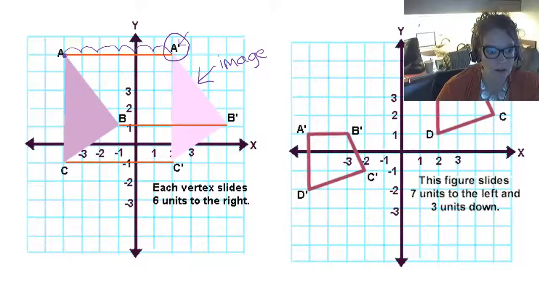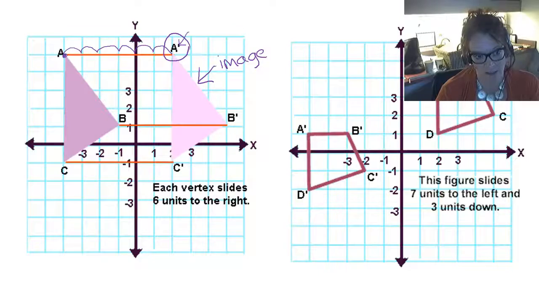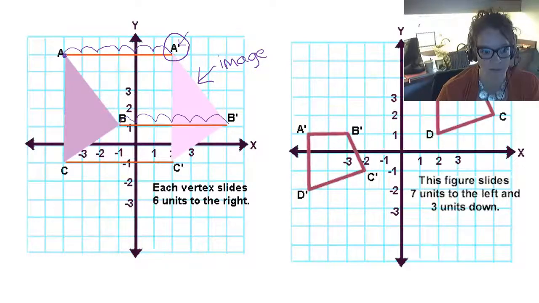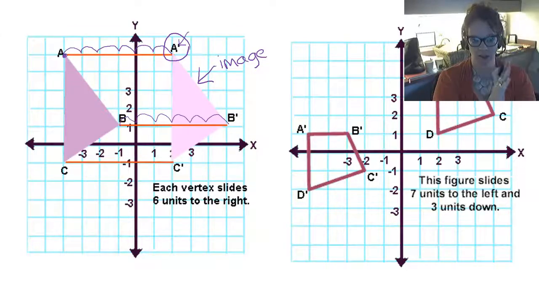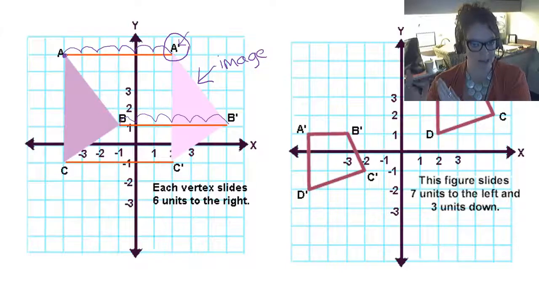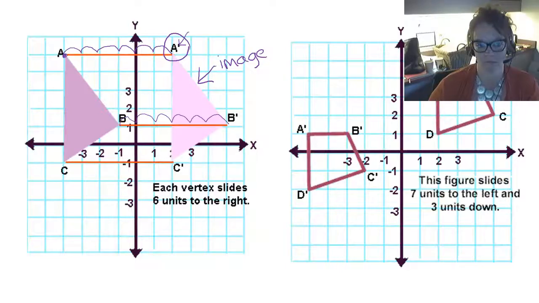And so these pink triangles have been slid. So if we slid point A 6 spaces to the right, we better do the same thing to B. 1, 2, 3, 4, 5, 6. And C, same thing. So they've taken that whole image and they've translated it, which means slide, 6 spaces to the right. Good? Okay, let's look at these maroon colored polygons. I guess they would be quadrilaterals. They have 4 sides.